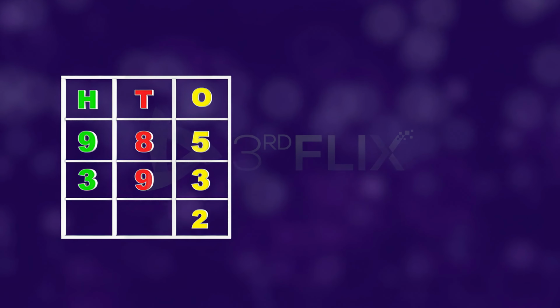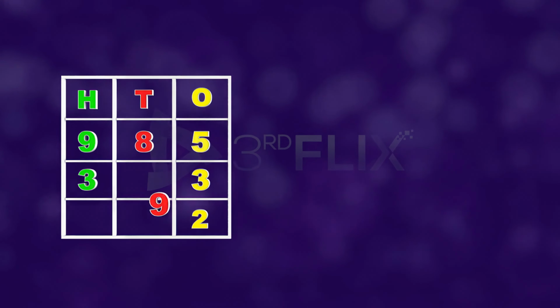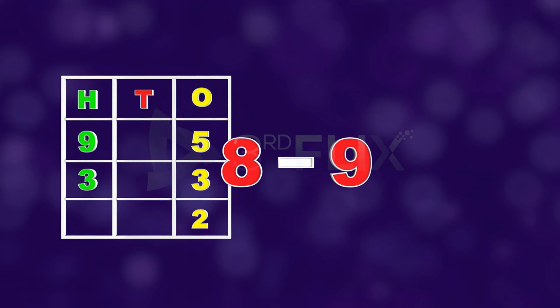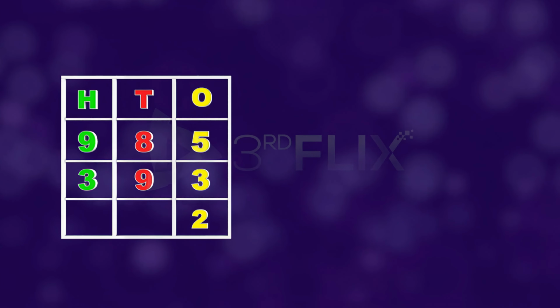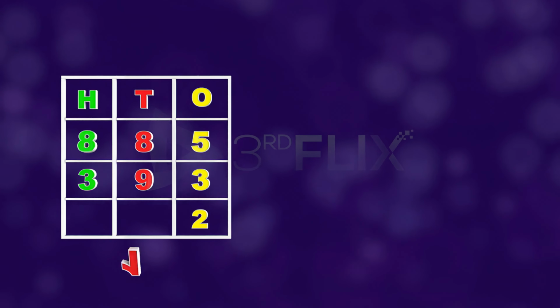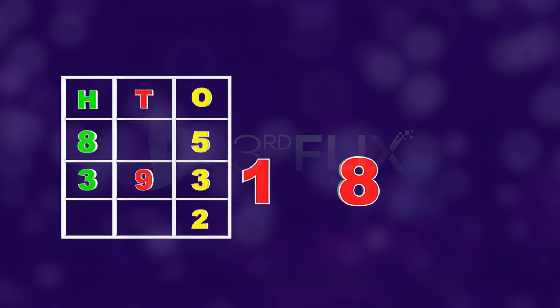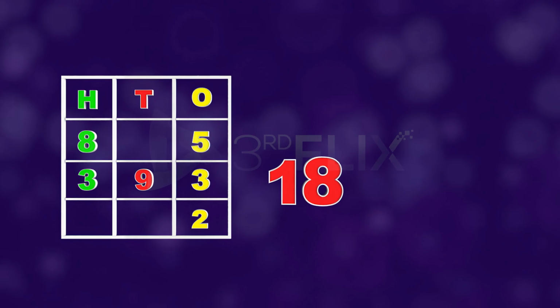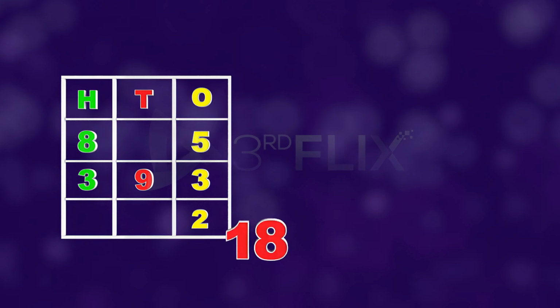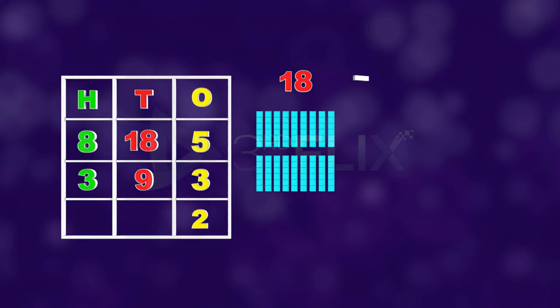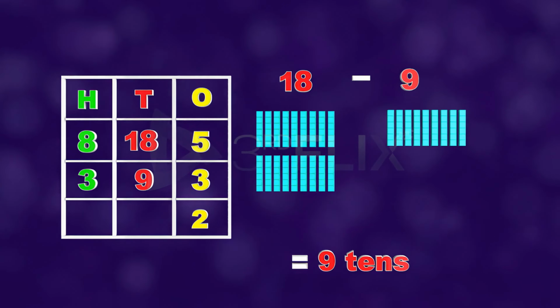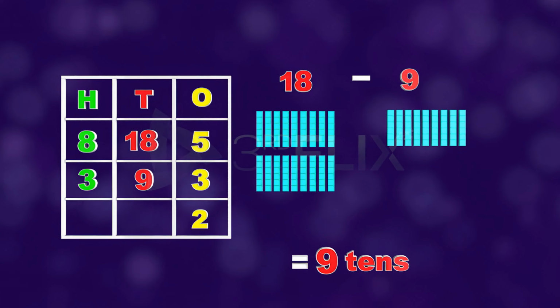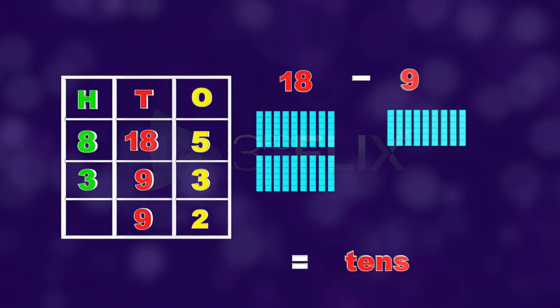Subtract the tens. We cannot subtract 9 tens from 8 tens. So borrow 100. 100 plus 8 tens is equal to 18 tens. 18 minus 9 is equal to 9 tens. Keep 9 under the tens column.